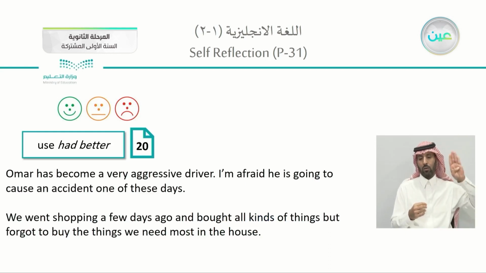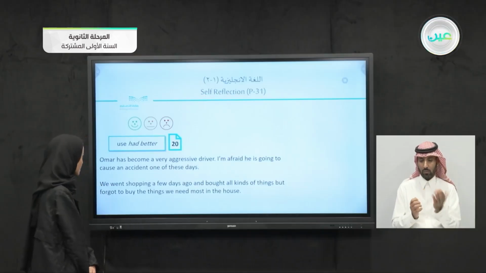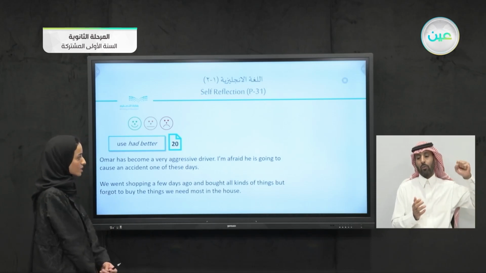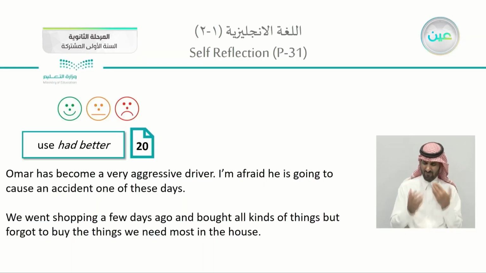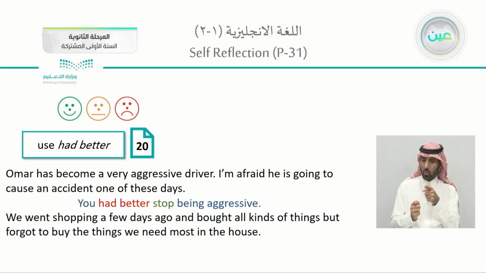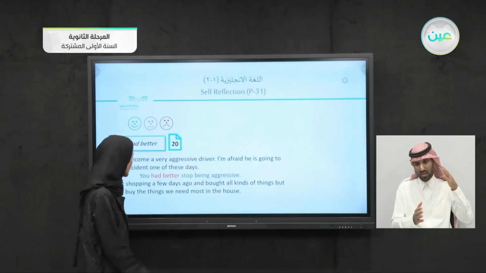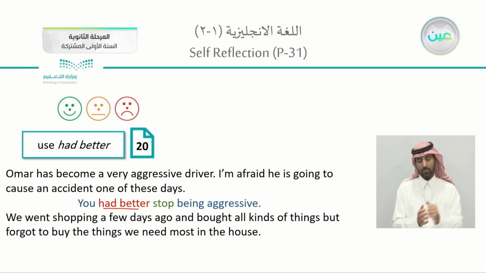Then we've spoken about the idea of using had better for advice. Here we will read the situation, then you will use had better. Umar has become a very aggressive driver. He drives aggressively. I am afraid he's going to cause an accident one of these days. What would we tell Umar? We will say that you had better stop being aggressive. Had better is actually the modal auxiliary here. So we will use had better stop doing something.